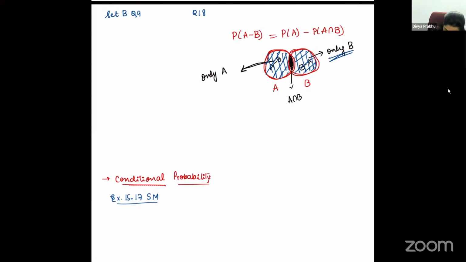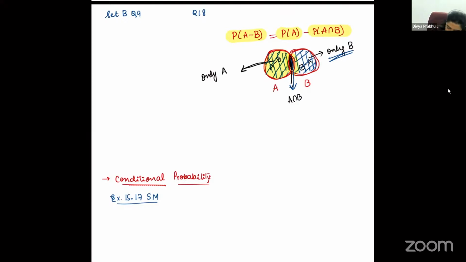P of A minus B, that is this area, is nothing but you take full A first and remove this intersection. Correct? You take full A first and remove the common region, this region. So that is exactly the formula. You take full A first, that is probability of A minus probability of A intersection B. Correct? So this is the formula.